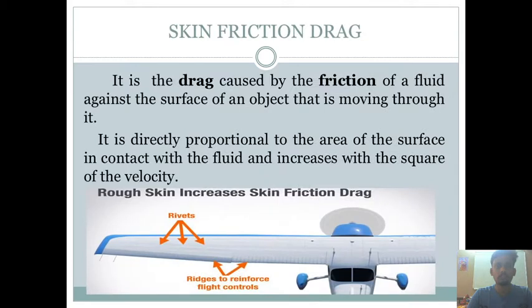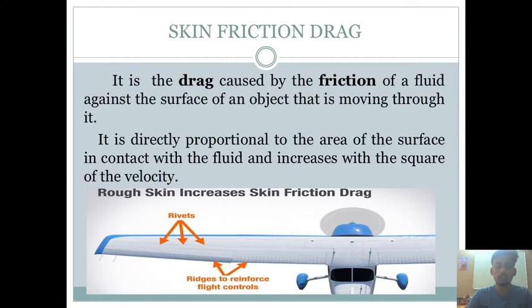Next, let us see about the skin friction drag. It is the drag caused by the friction of a fluid against the surface of an object that is moving through it. It is directly proportional to the area of the surface in contact with the fluid and increases with the square of the velocity. So the more the velocity, the skin friction drag will be more, okay?